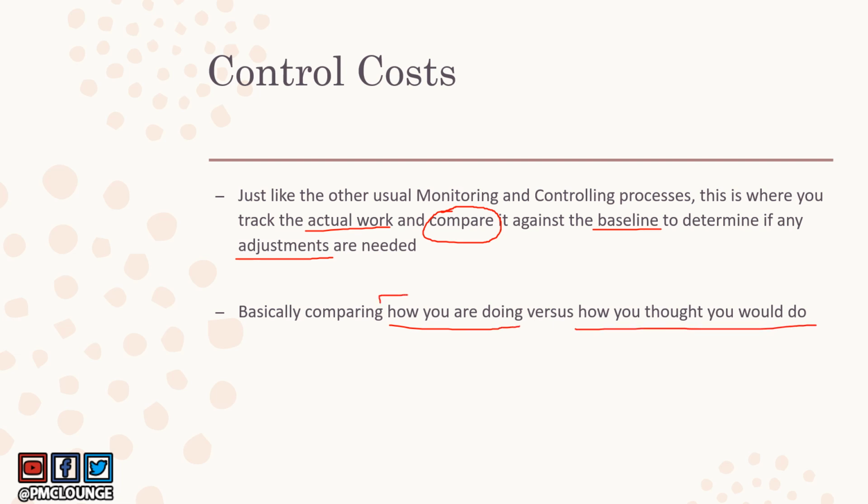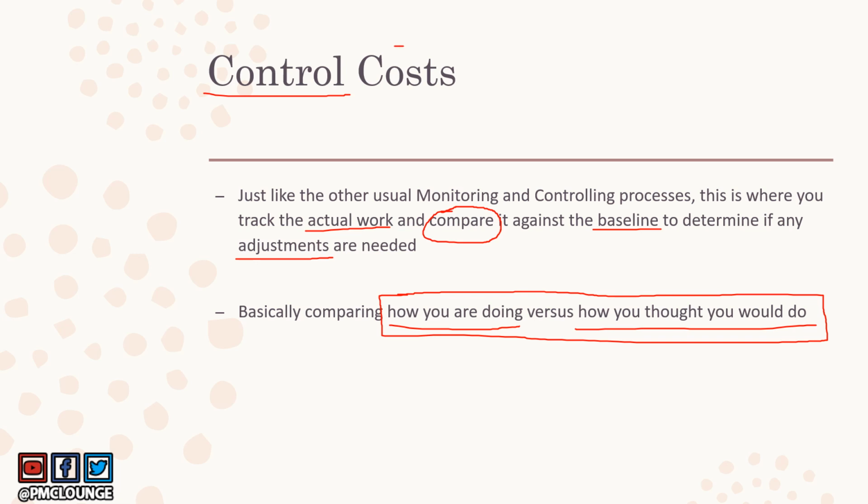And this is something that you can remember for most of the usual monitoring and controlling processes that start with the word control. If it is talking about costs, then you would compare how you're doing in terms of costs versus how you thought you would do. If it talks about something else, let's say the process is control scope, that is where you would compare how you're doing in terms of the project scope versus how you thought you would do. So I hope this makes some sense to you, and it is helpful for you to remember what the usual monitoring and controlling processes do, and specifically the processes that start with the word control.